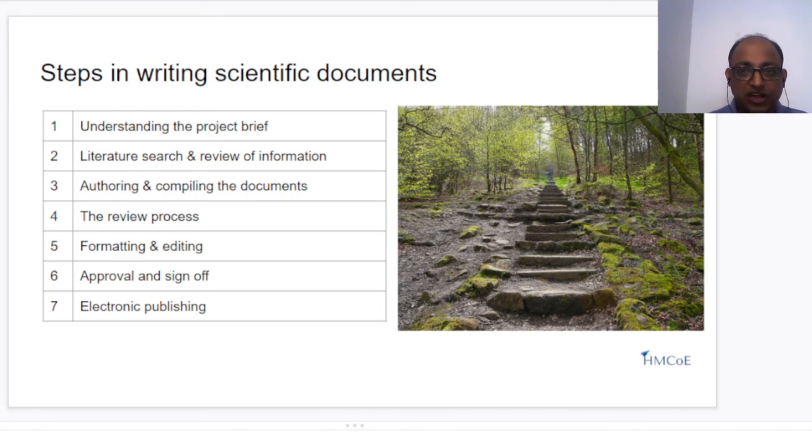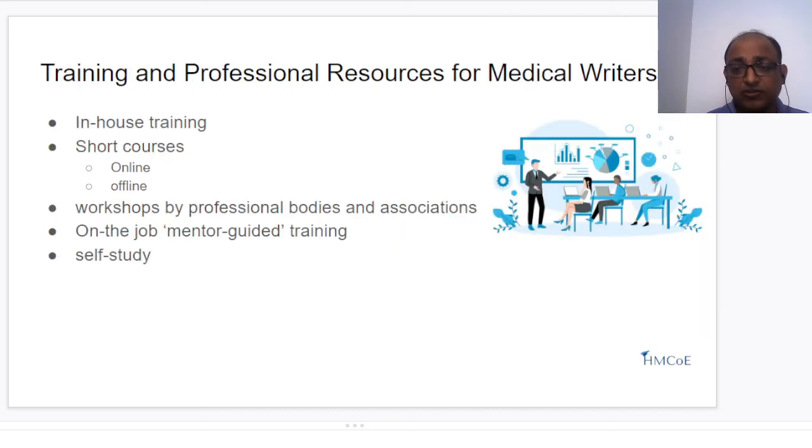Once you review the information, you need to do the basic hygiene, that is the formatting and the editing of the document. So once you're ready with that edited document, you can send it for approval and sign off from the target or customer. And once it is ready with the approval, usually it goes for electronic publishing, because most of the documents in the current scenario are in the digital format.